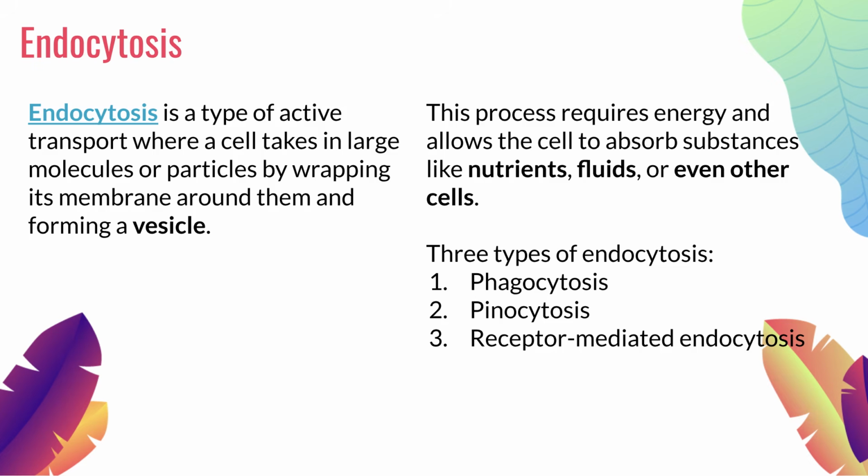Endocytosis is a type of active transport, where a cell takes in large molecules or particles by wrapping its membrane around them, forming a vesicle. This energy-requiring process allows cells to absorb substances like nutrients, fluids, or even other cells. Endocytosis includes phagocytosis, pinocytosis, and receptor-mediated endocytosis.